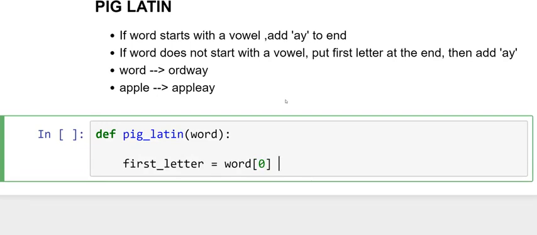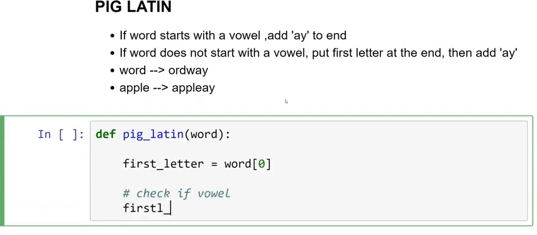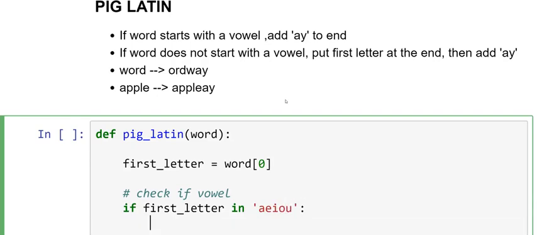And we won't assume any weird edge cases, like the person passes in a single letter as a string. We'll just assume they're passing in normal words. So first_letter is equal to index 0 of that word. Then let's check if the first letter is a vowel. And here it's good to comment your code, so we'll say "check if vowel". Let's make this an if statement: if the first letter is in the string A-E-I-O-U, colon, then we have a vowel here.